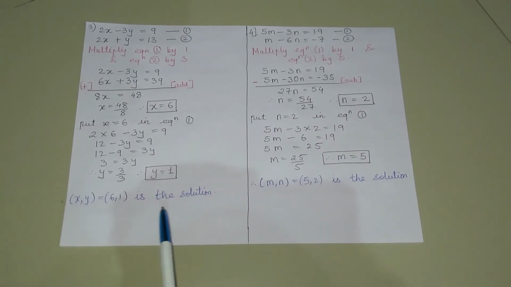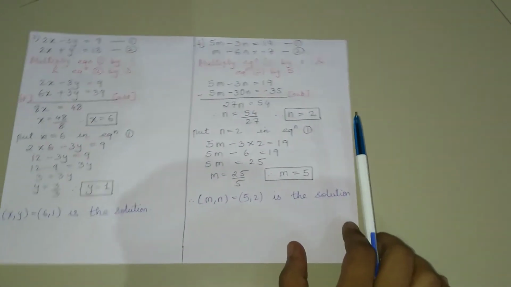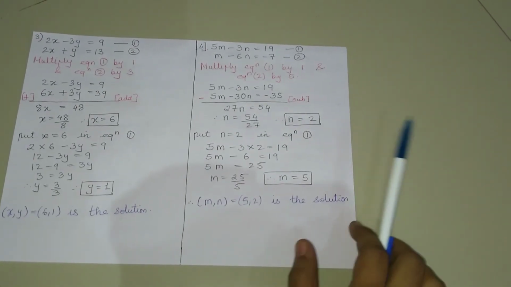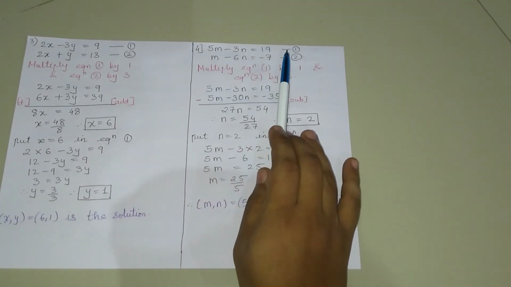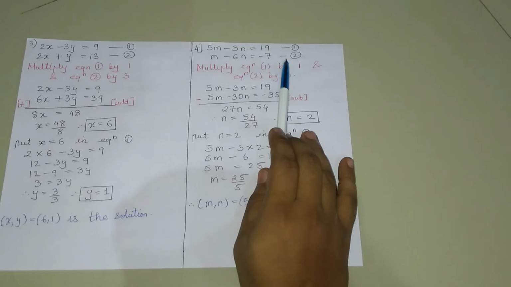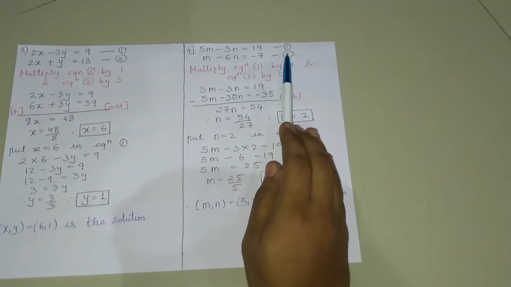Okay, so the fourth one will be 5m minus 3n equal to 19. This will be the first equation. Okay, so m minus 6n equal to minus 7 equal to 2. This is the second equation. So in this also we don't have the same pair. Okay, so first we'll make the same pair.